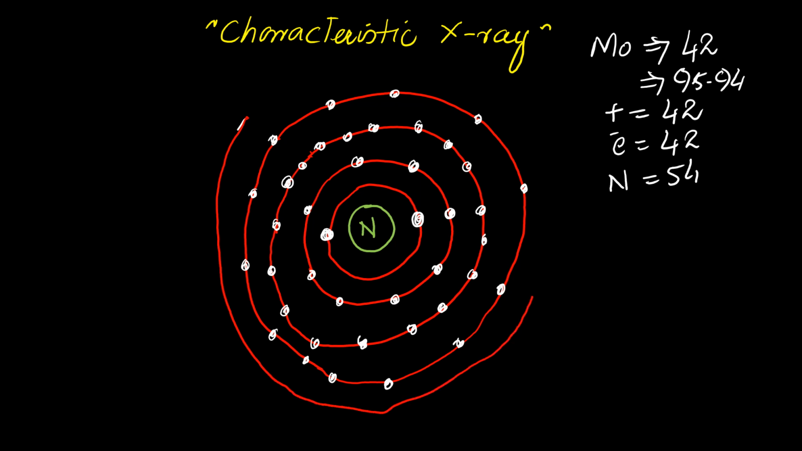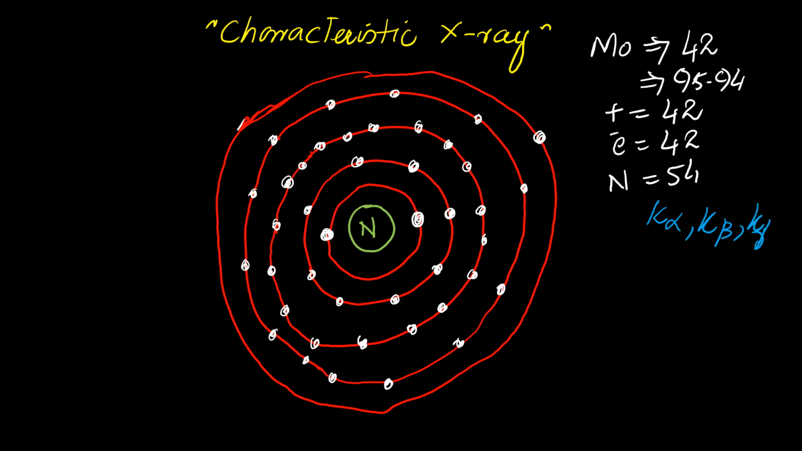This is the last energy level around a molybdenum atom, and this last energy level of the molybdenum atom has 1 electron. So suppose that this is 1 electron. Now, how are different types of characteristic X-rays like K alpha, K beta, K gamma, L alpha, L beta, etc. produced from a molybdenum atom?